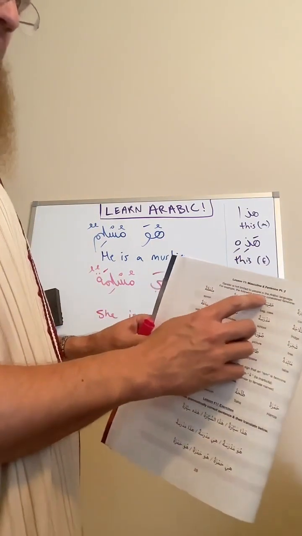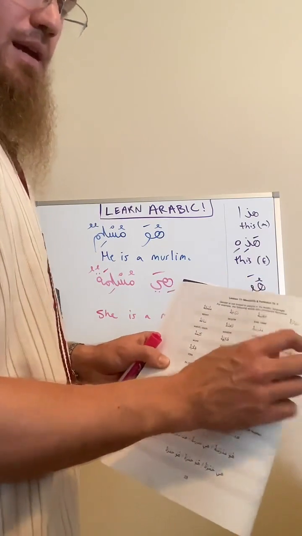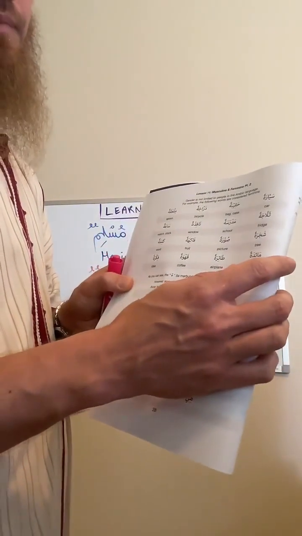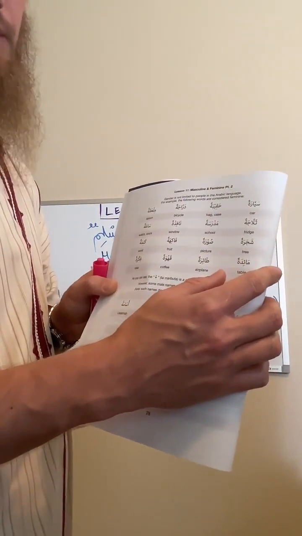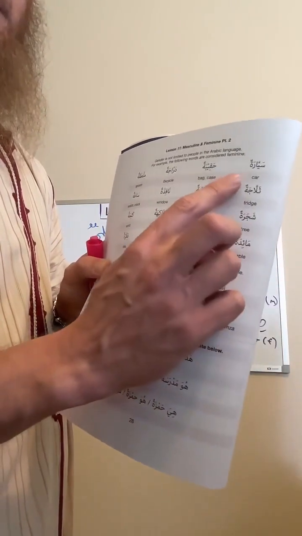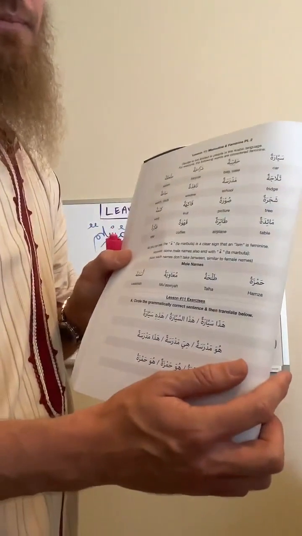Yeah, so then in the next lesson, lesson 11 is masculine and feminine part 2, where I mentioned gender is not limited to people in the Arabic language. For example, the following words are considered feminine, and then we have a bunch of inanimate objects, okay? Like sayyaratun means a car. However, it's feminine. We can tell it's feminine because of the ta marbuta. All of these end with a ta marbuta.